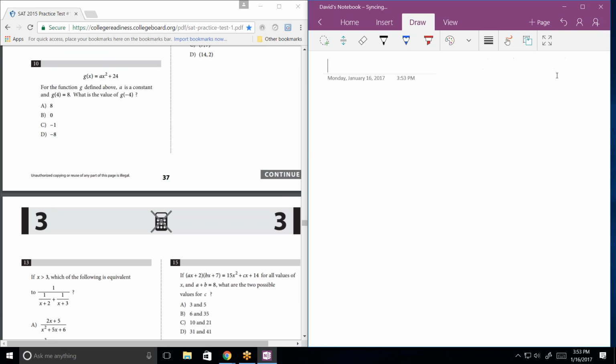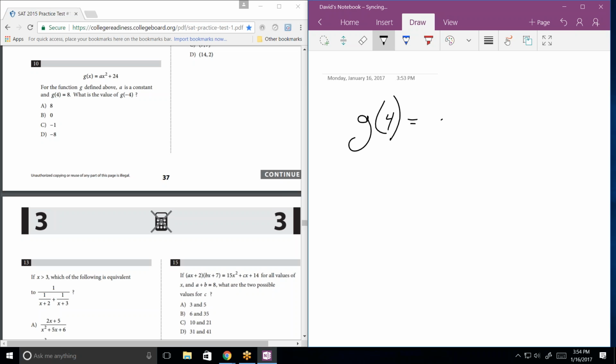Ten would be A. I'm sorry, what? 10 would be A. G of 4 equals 8. So G of negative 4, it would be the same thing because it's a quadratic. Hold on. So let's work with G of 4.